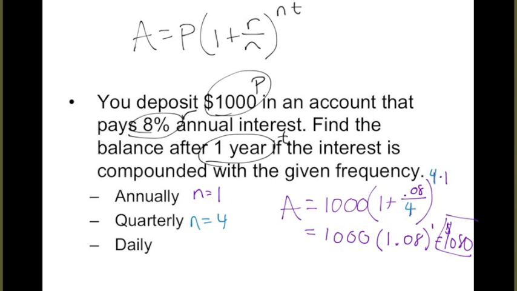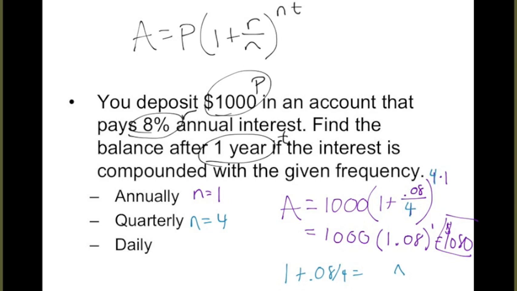You can plug it all in at once. You need a lot of parentheses and you have to be very careful with what you're doing. So what I would suggest doing is 1 plus 0.08 divided by 4 and let your calculator tell you what that is. Okay, so we do inside the parentheses first.